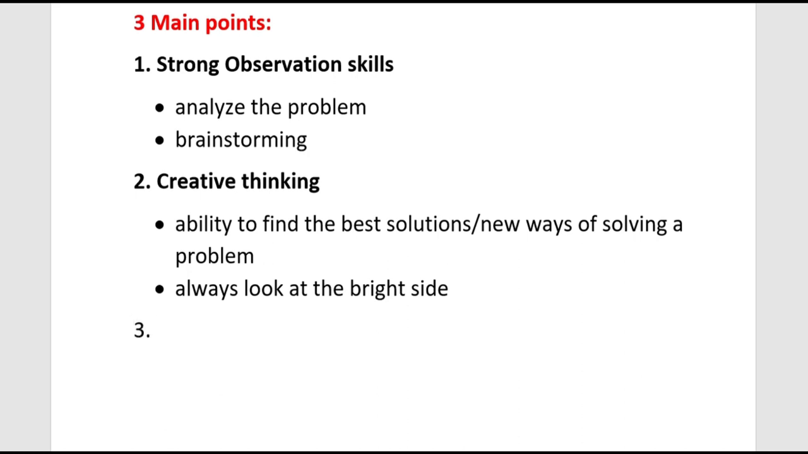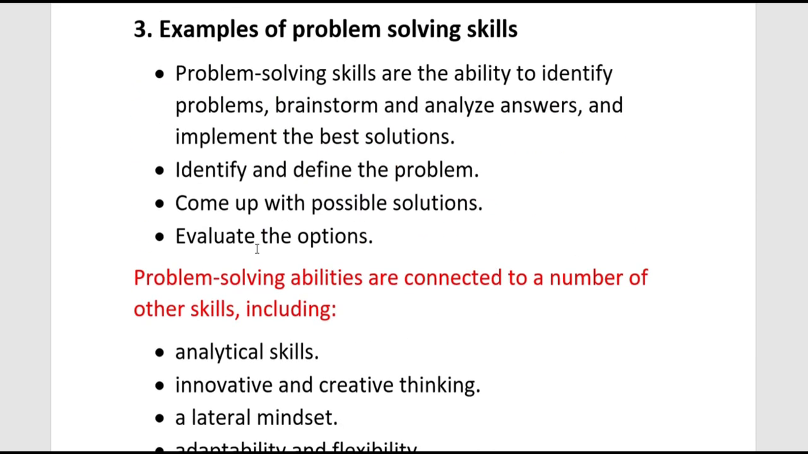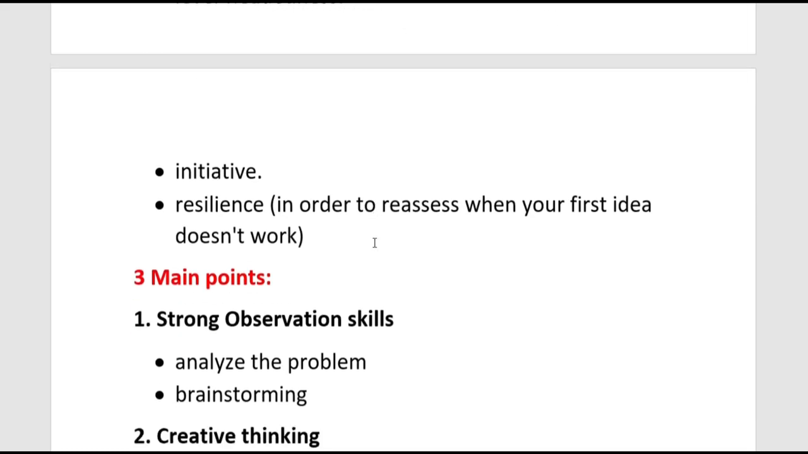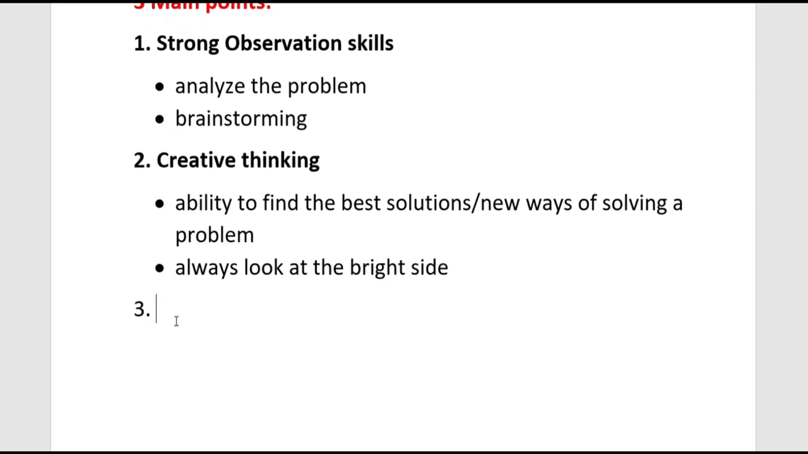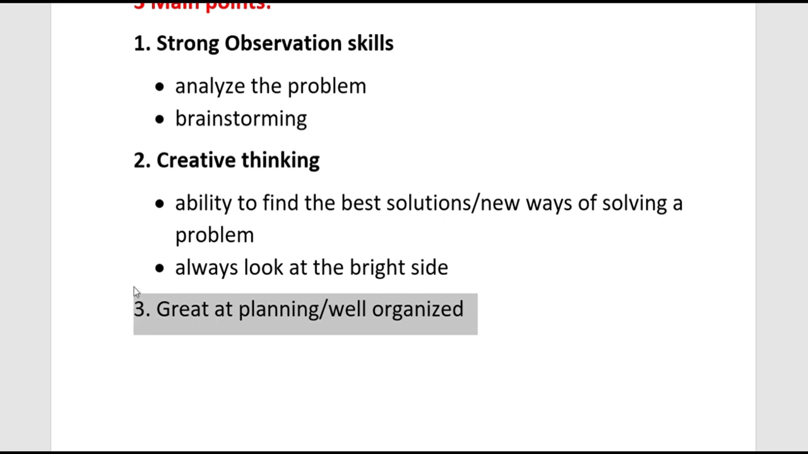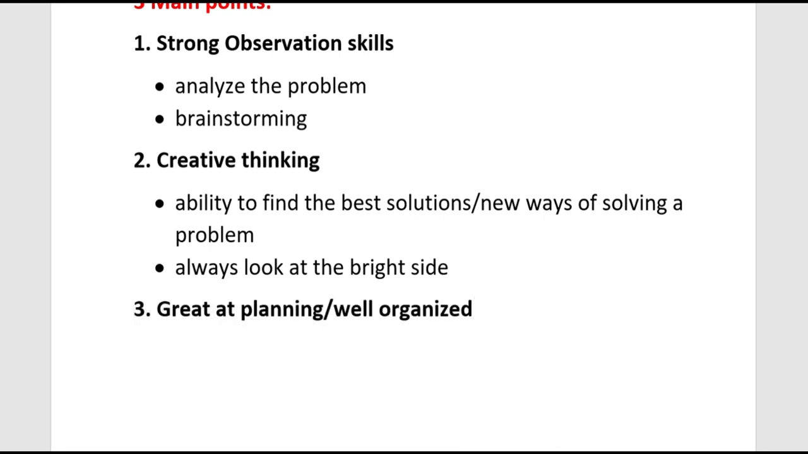All right, number 3 is left. I can see here we had identifying the problem, coming up with the solution, evaluating the options. It gives me an idea that a problem solver is great at planning, or he's a well-organized person. When you are writing your point, you should choose one of them. Don't give a slash and write both. So great at planning. What do I mean by this? I need two subpoints for it.